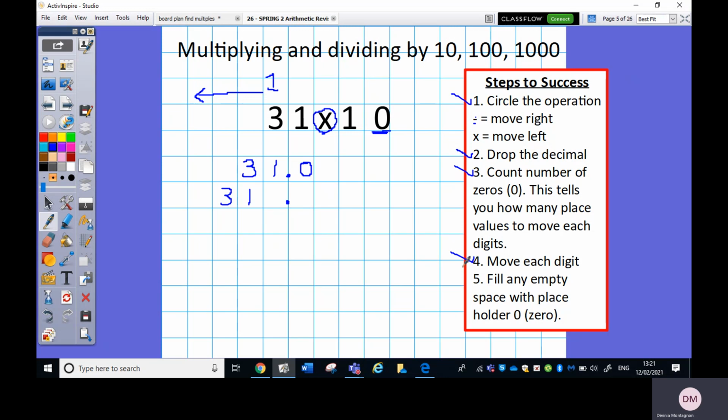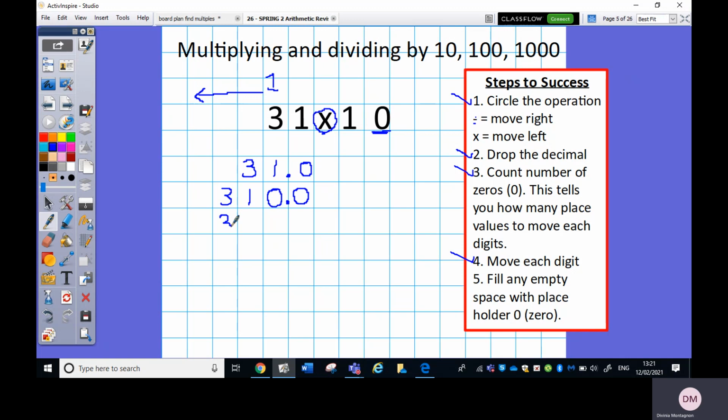Great, I'm going to tick that one off. Now number 5, fill any empty space with placeholder. So I know that between my decimal, I have 1 empty space. I'm going to fill that in with a 0. And I can also place a 0 here.